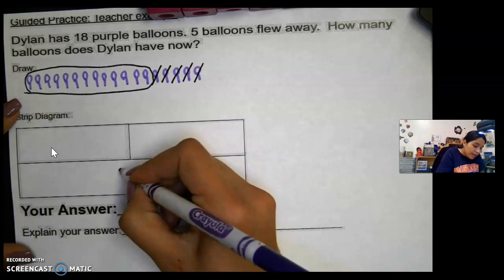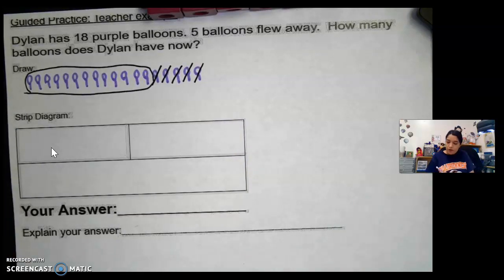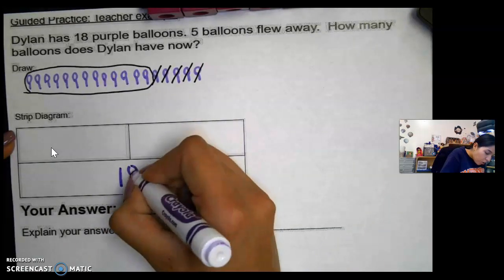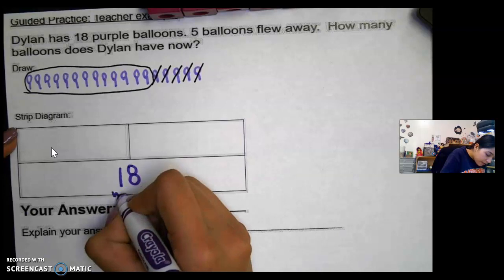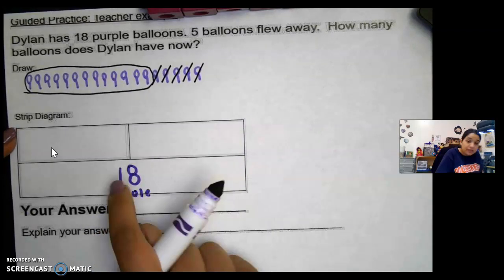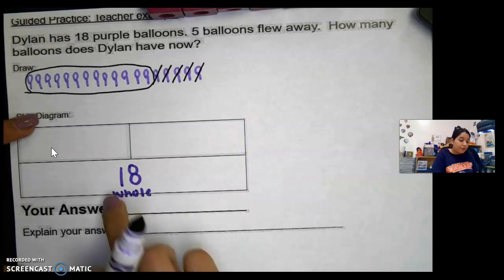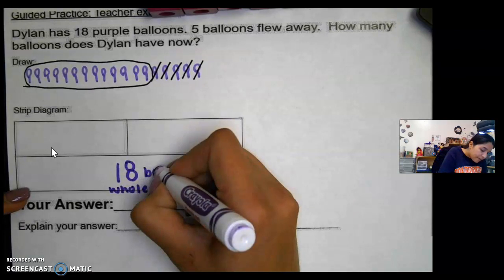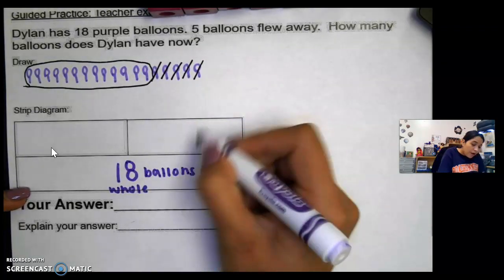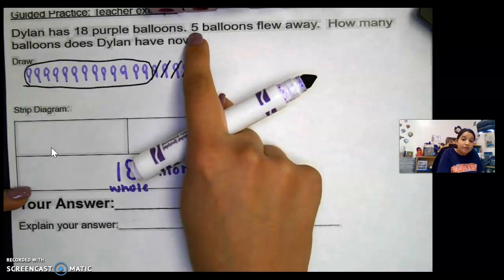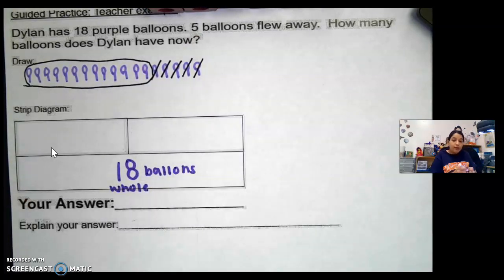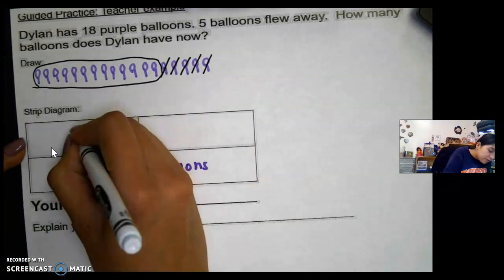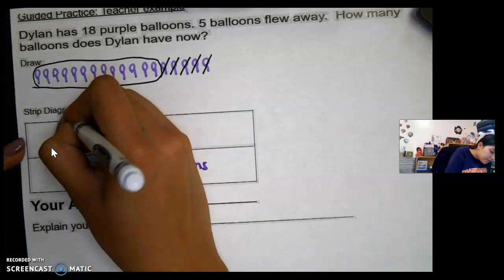We're going to put 18 right here in our whole part because he had 18 balloons all together. So he started with 18 balloons. Okay, our next number is 5 because 5 balloons flew away. How many balloons flew away? 5. So this goes on one of our parts right here.